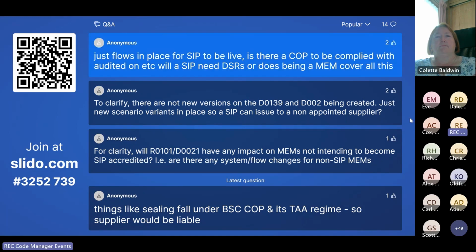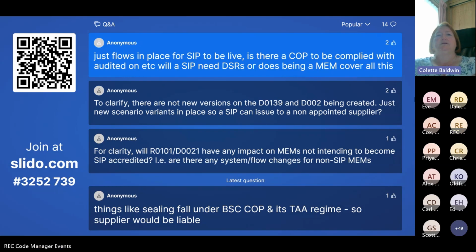Just trying to understand this question. Just flows in place for SIP to be live. Is there a COP to be complied with, audited on, etc.? Will a SIP need DSRs, or does being a MEM cover all this? Not sure if you can interpret that a little clearer, I can't overly.